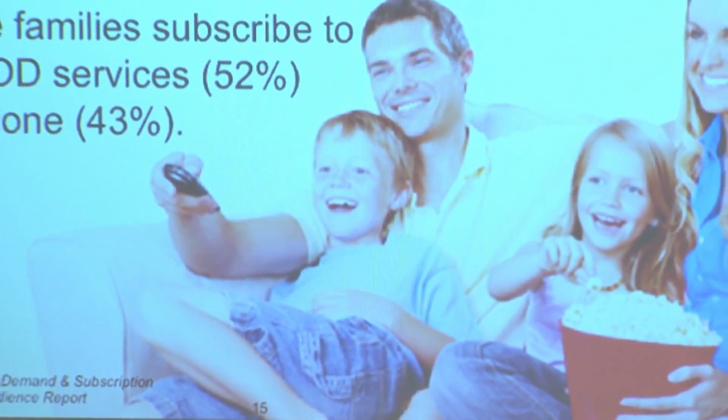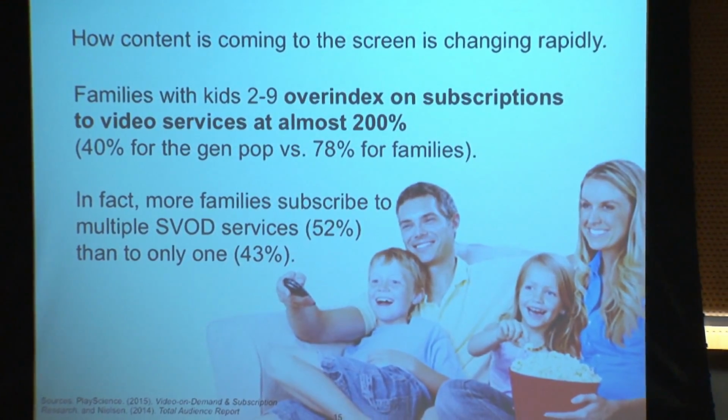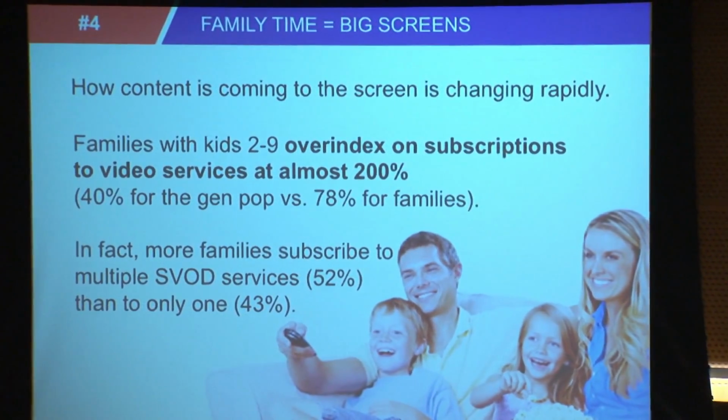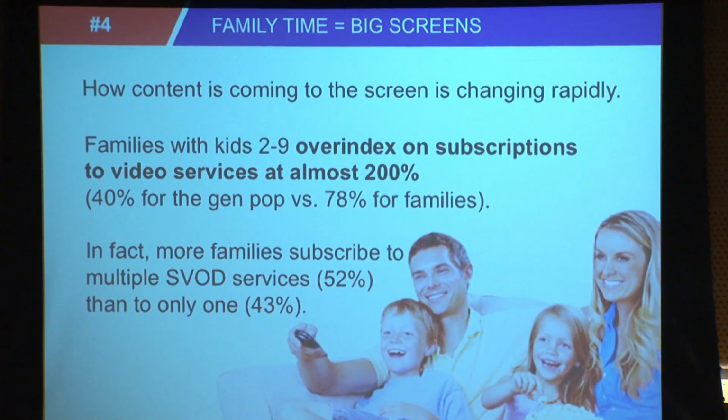Now, interestingly tied, it's not just about, obviously, TV and traditional TV content, but we're also seeing that how the content is coming to the screen, all the options that parents have for content coming to the screen, is also changing a little bit. So family with kids 2 to 9, and again, this is actually the other research that we were doing, but we had to put it in here because we thought it was so interesting. They over-index on subscriptions on video service at almost 200%. They're almost twice as likely to have a subscription video service, a Netflix, an Amazon Prime, a Hulu, than your average general population.